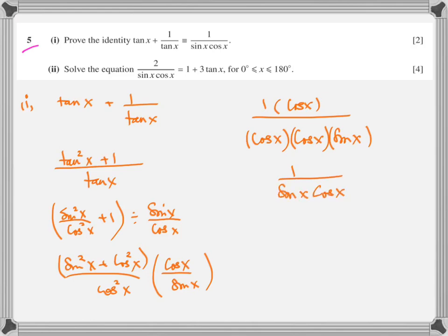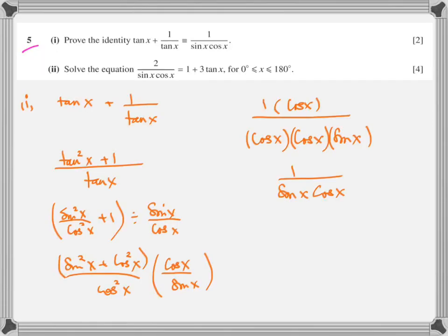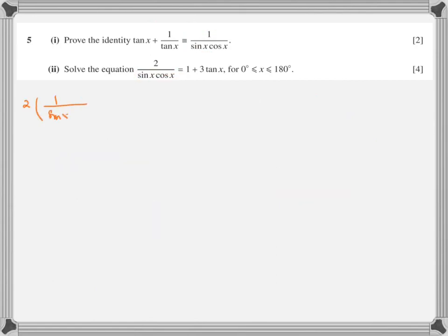Quite easily done. Now, the second part says, solve the equation 2 over sine x cos x equals 1 plus 3 tangent x. Now, this thing over here is basically this thing, and this thing is equal to this thing. So, in other words, 2 over sine x cos x is 2 multiplied by the left-hand side of the equation. I write it this way: 2 multiplied by (tan x plus 1 over tan x) equals to this thing.